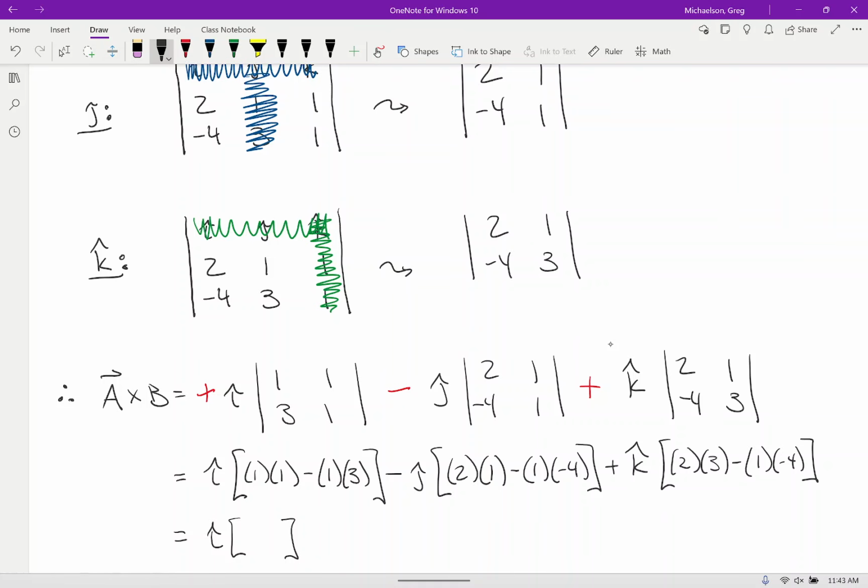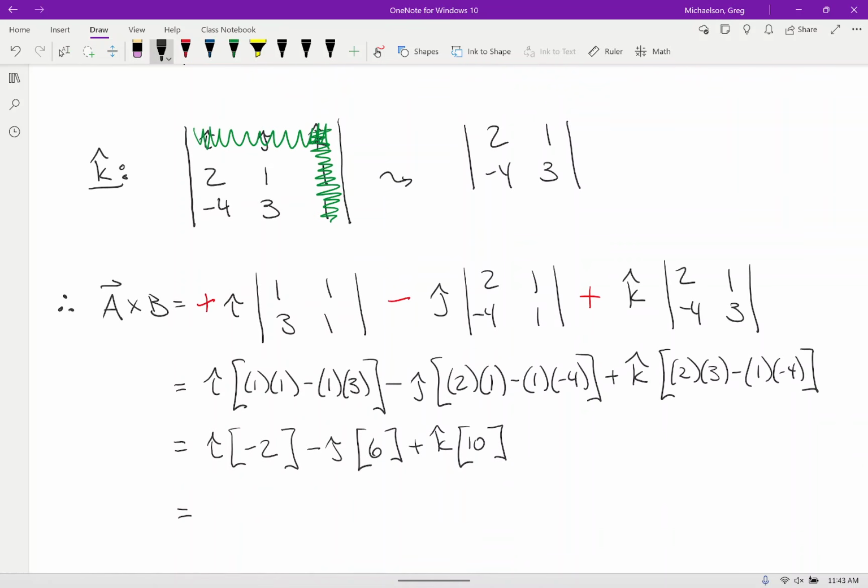So what do we get? 1 minus 3, negative 2, minus J times 2, what is that? 2 minus negative 4 is 6, plus K, and then 6 minus negative 4 is 10, or negative 2I minus 6J plus 10K. Same answer.